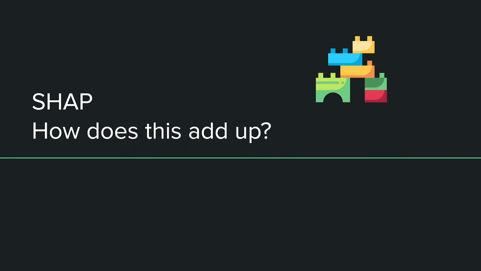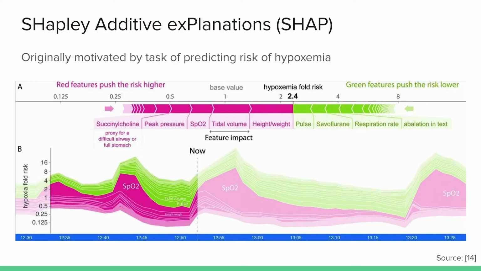The final topic I want to explain to you is SHAP, adding the question, how does this add up? The name stands for Shapley Additive Explanations, and it was originally motivated by trying to predict the risk of hypoxemia. Hypoxemia is an unusual level of oxygen in your blood.